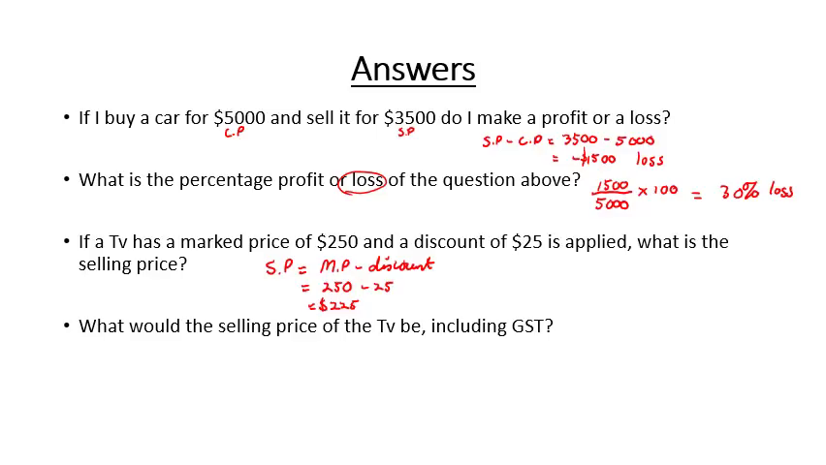The next question says, what would the selling price of the TV be, including GST? So the selling price, including GST, is actually $225 plus 10% of that $225. So this becomes $225 plus $22.50, and that would give us a total of $247.50.